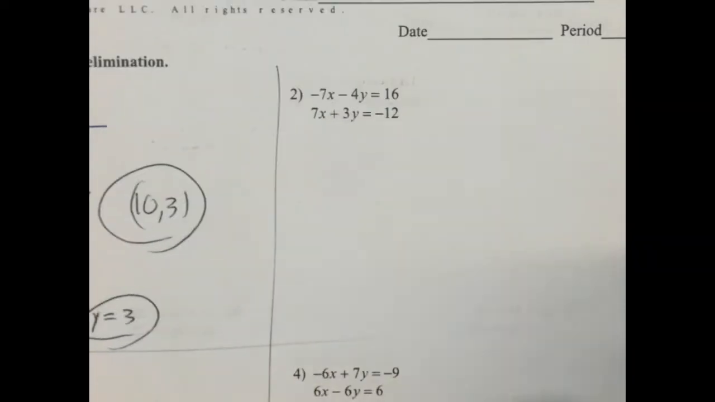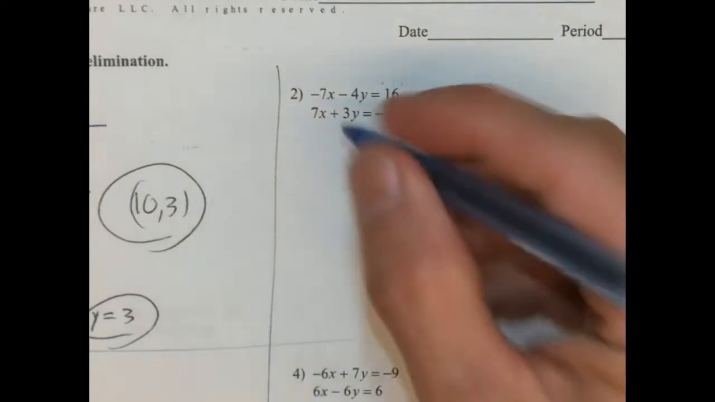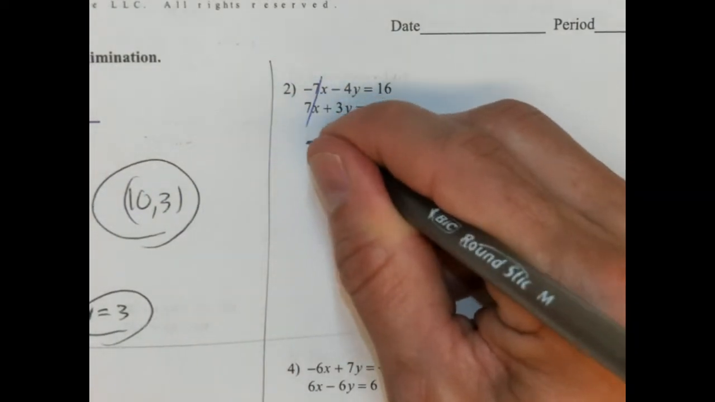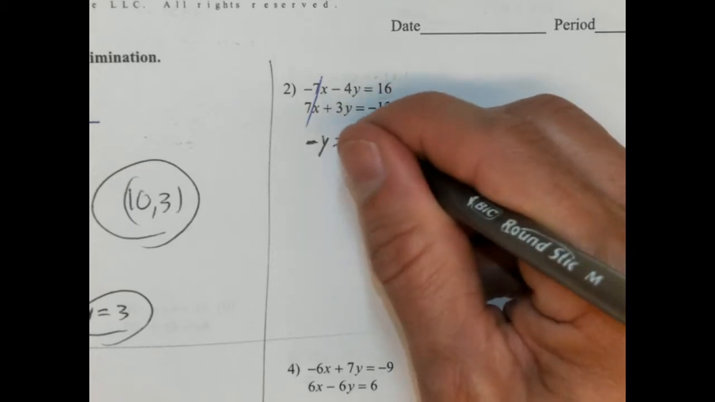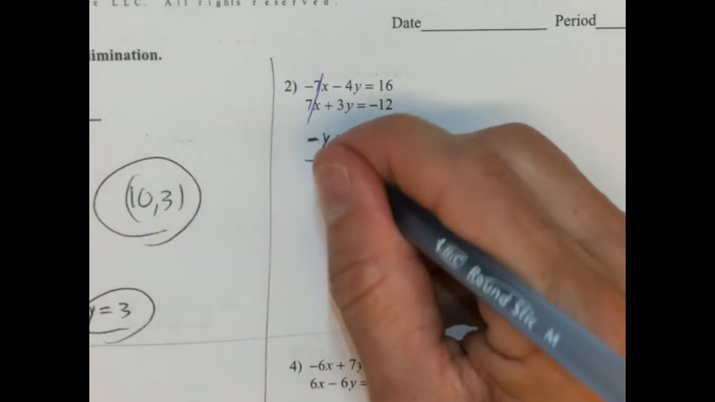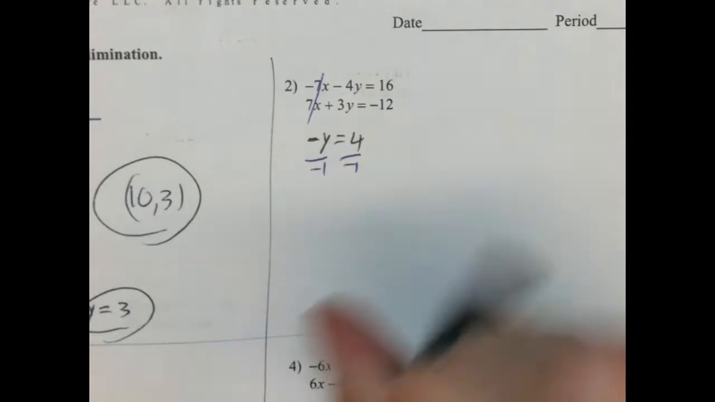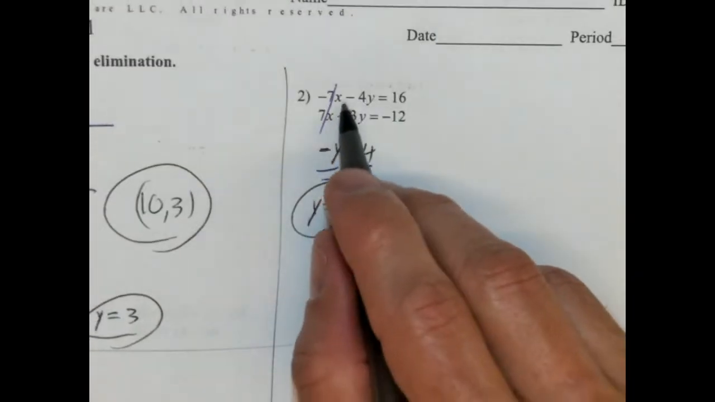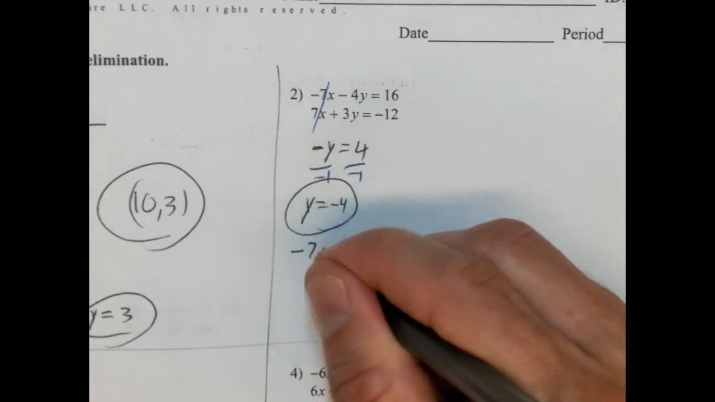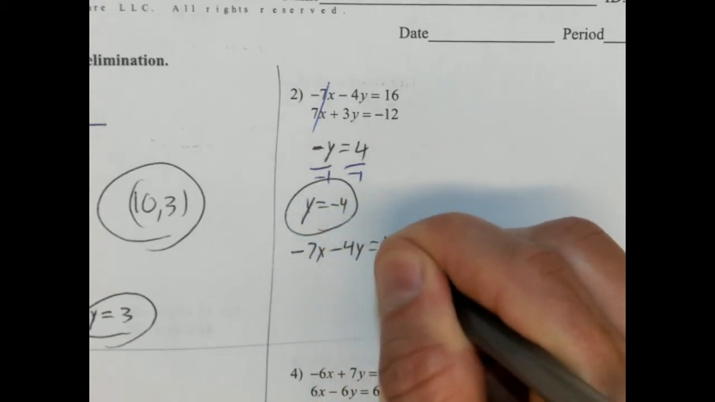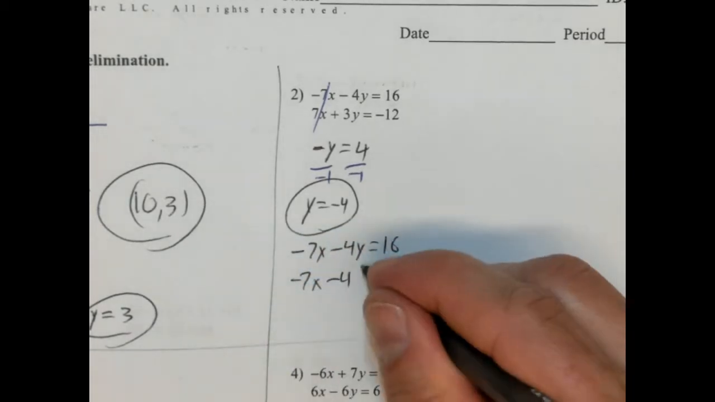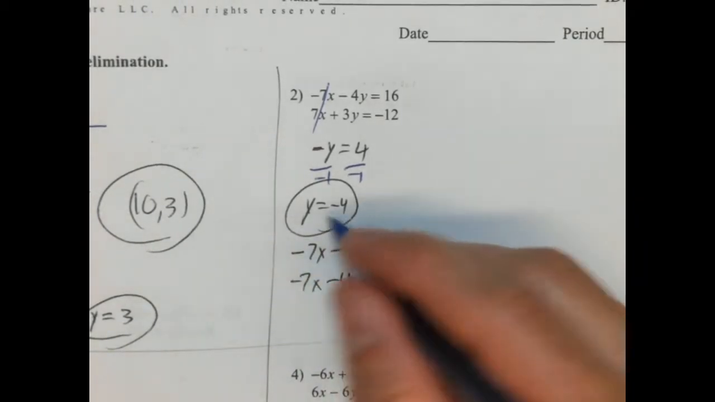That's it. Let's try number 2. So it looks like the x's are going to cancel here. And -4y plus 3y would be -y. And 16 minus 12 is 4. So divide both sides by our coefficient, which is -1. So y is equal to -4. Now we plug this into either one of the equations. I'll just take the top one, I guess. -7x minus 4y equals 16. -7x minus 4. And instead of y, we're going to write -4 because that's what we found y to be.